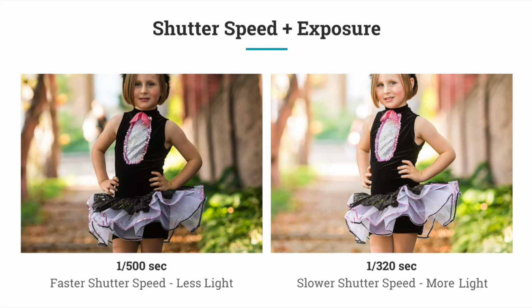So what I did was I lowered my shutter speed. I made it slower so that more light could come in, and I lowered it to 1/320th of a second. And in that, you can see that more light came in and we have a properly exposed image.